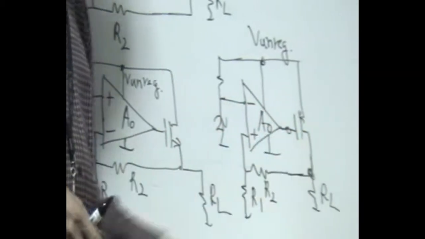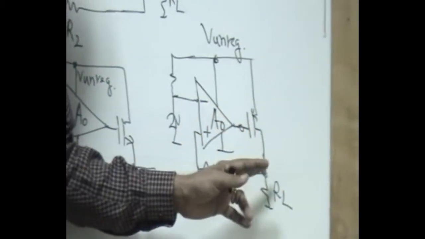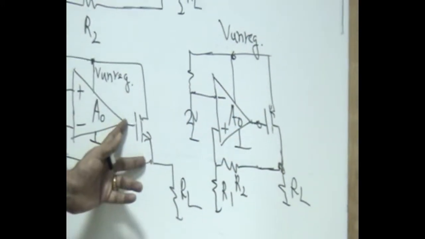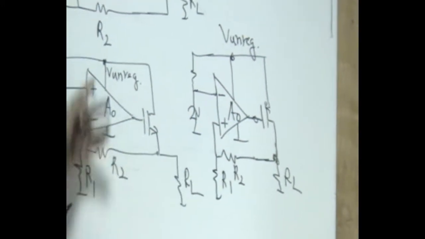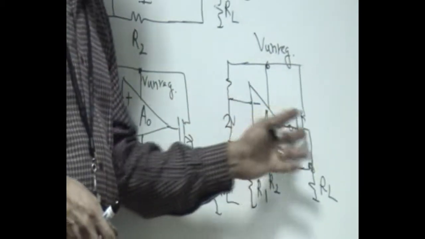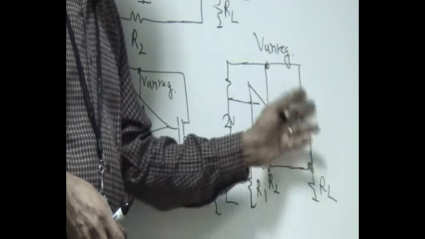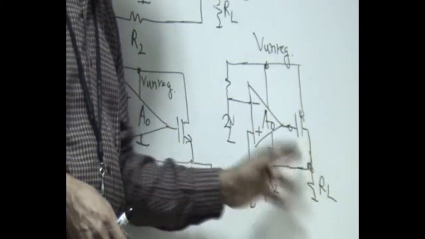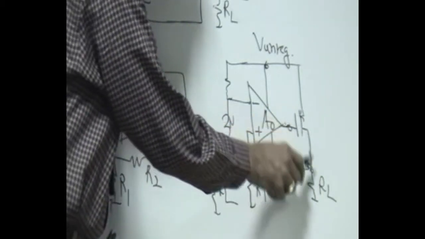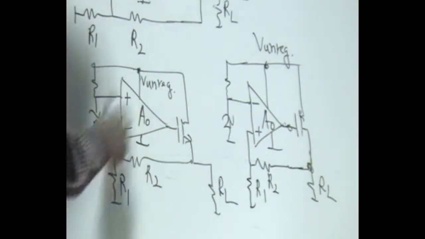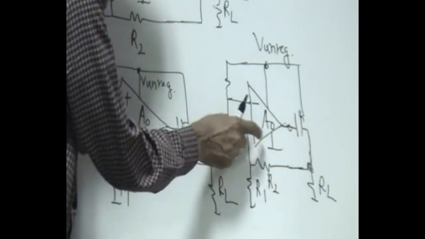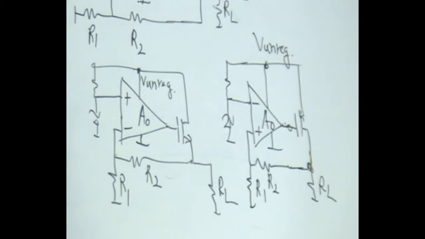The moment you use a P channel for driving this, there is a gain coming into the picture in the loop. Earlier this is a voltage follower, and therefore the gain remained the same as A0. Here the overall gain increases by a factor of GM of this into RL. Okay, that means A0 GM RL is the gain. Not only that, since there is an inversion here, you have to now make this overall thing have negative feedback by connecting the positive of the operational amplifier.